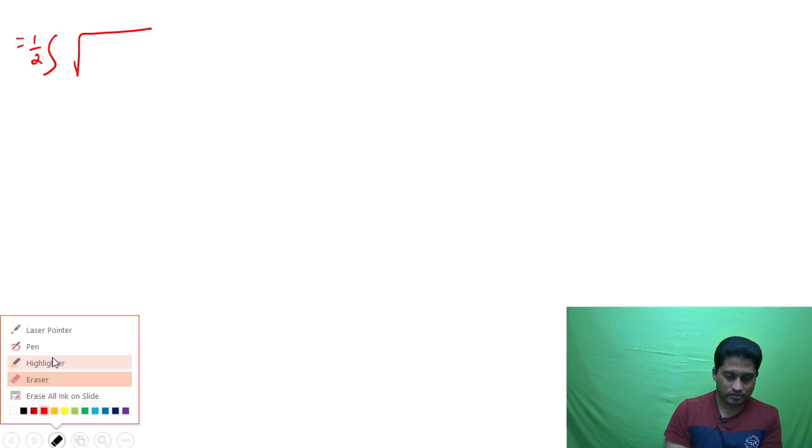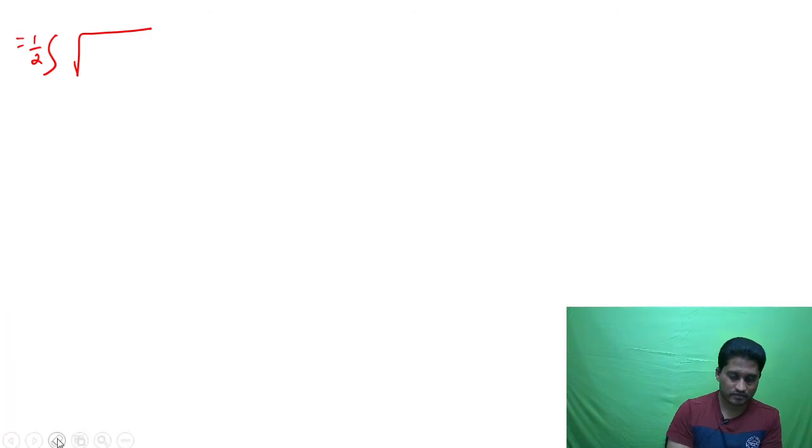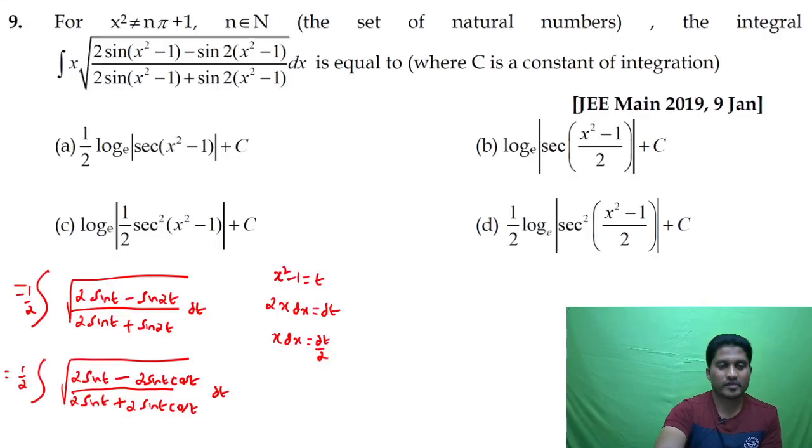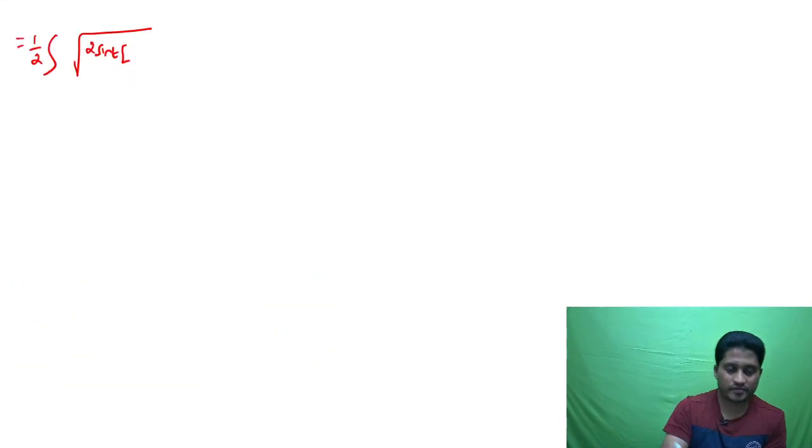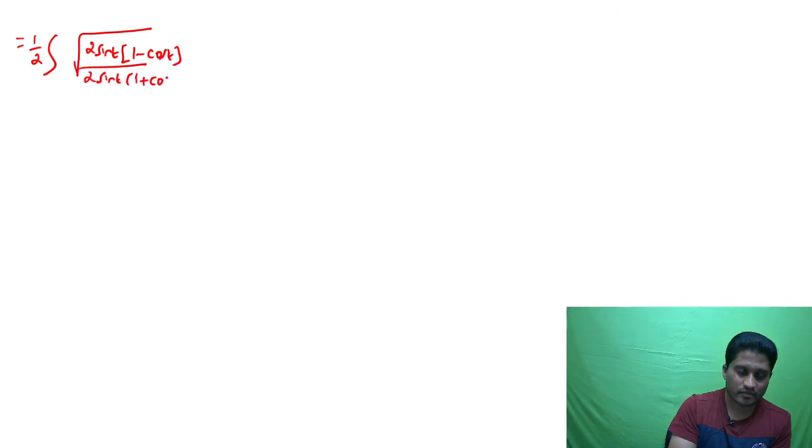So I get half of, sin 2t can be written as 2 sin t, you take common, left out is 1 minus cos t. Same logic, this is 2 sin t, common, you get 1 plus cos t, and then dt. This will cancel. Half into integration of root of 1 minus cos t, which is 2 sin square t by 2.